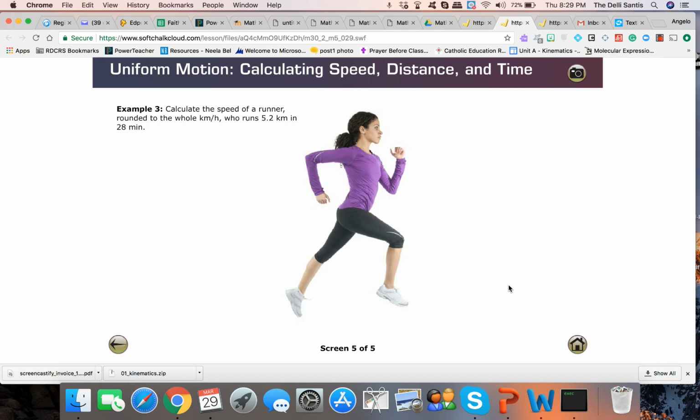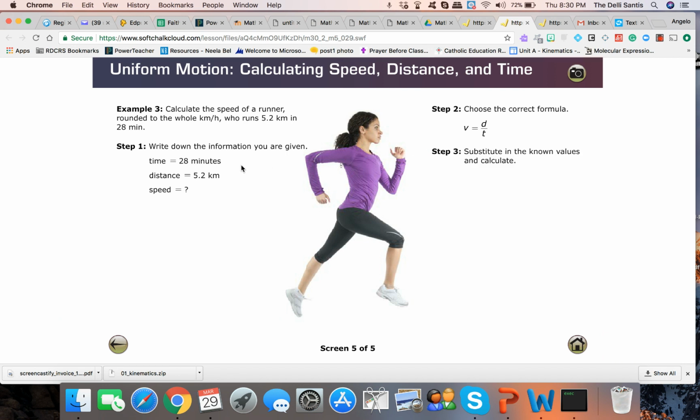And this last one, example 3. Calculate the speed of a runner, rounded to the whole kilometer per hour, who runs 5.2 kilometers in 28 minutes. Keep in mind, this says minutes, so you'll have to convert that. Write down the information now. Here's the information: time, distance, and we need speed. Speed equals distance over time. Substitute the known values and calculate.